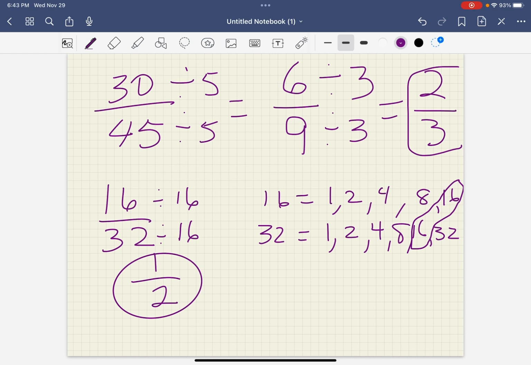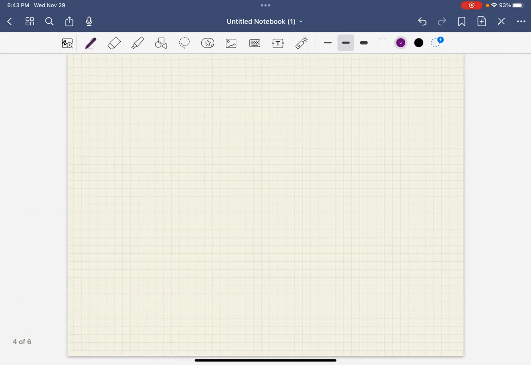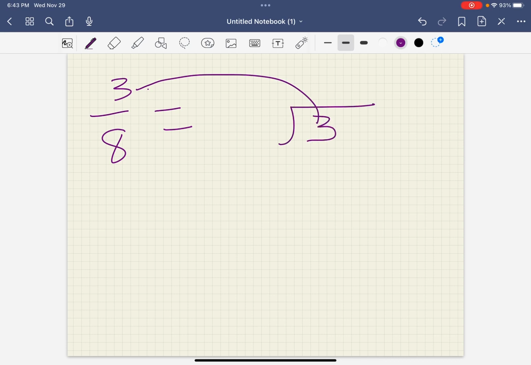Okay, so now we're going to go over to page 55, lesson 15. It says to write each fraction as a decimal number. So the way you do that is you put this number inside the box, and this number goes outside the box. You put your decimal at the end of the number because there is no decimal. And we're just going to add a few zeros. We're going to start dividing.